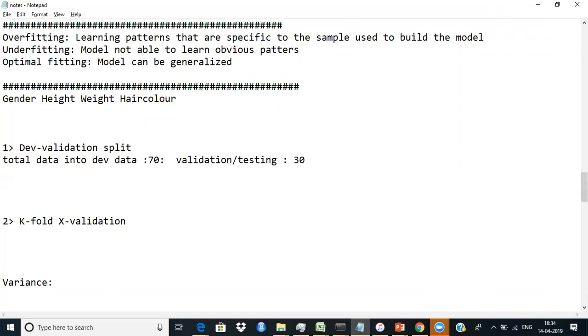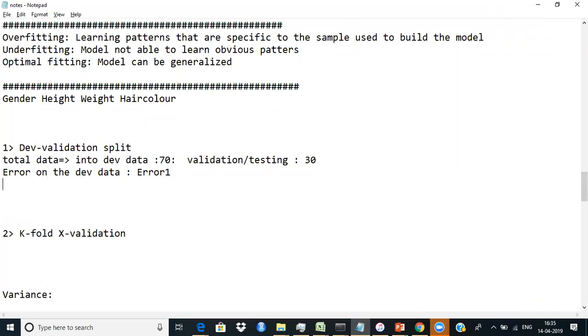Right? 70% development, 30% validation or testing. What you do is, you develop the model on this 70% of the data. Right? And then you calculate the error on the development data. Right? Let's say that error is error 1.